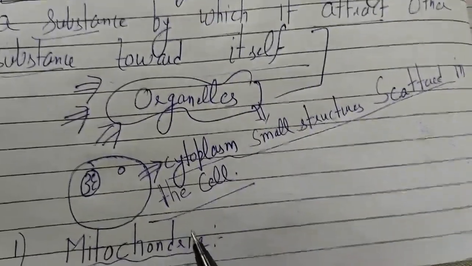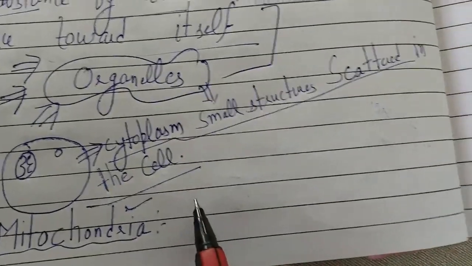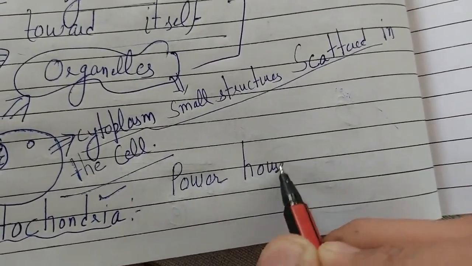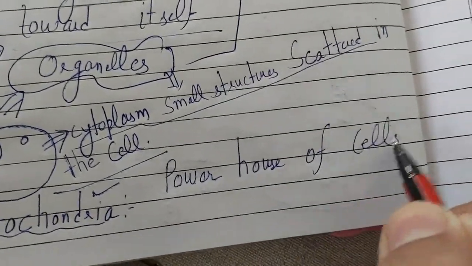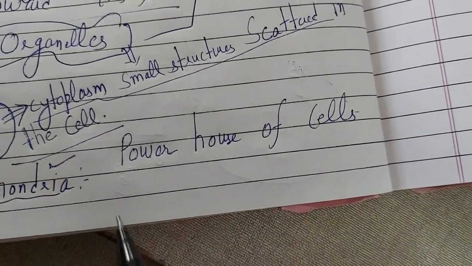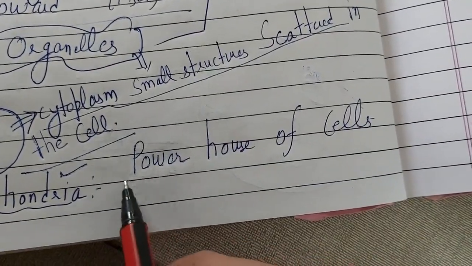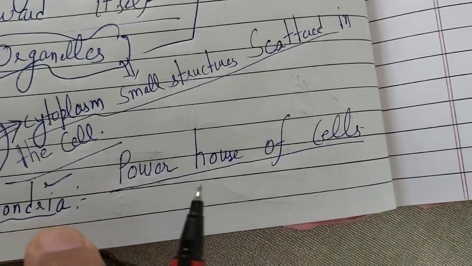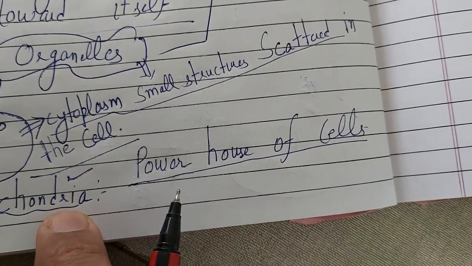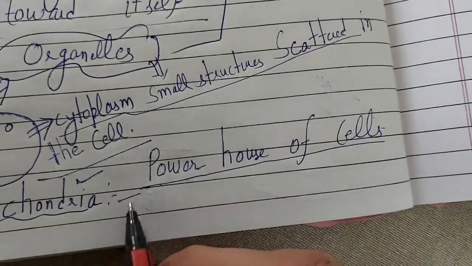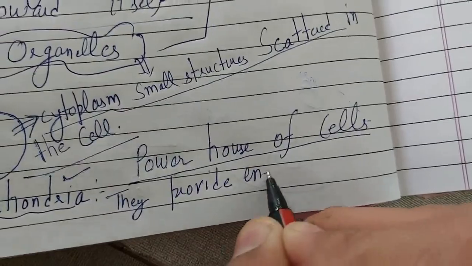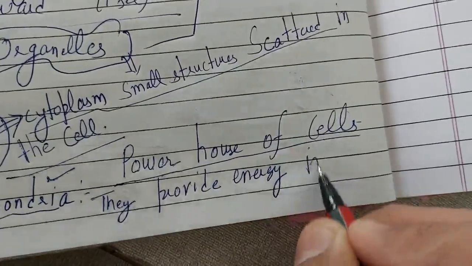So this mitochondria is a cell organelle and it is known as the powerhouse of the cell. Why is it known as the powerhouse of the cell? You know that when respiration takes place in the human body, oxygen breaks the food to release energy in the form of ATP. That respiration is taking place inside the mitochondria part of a cell. So they provide energy in the form of ATP.